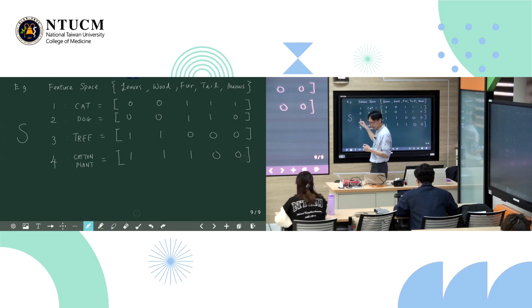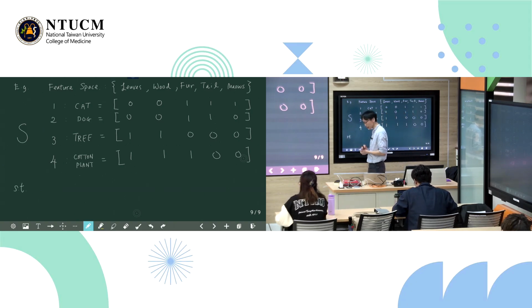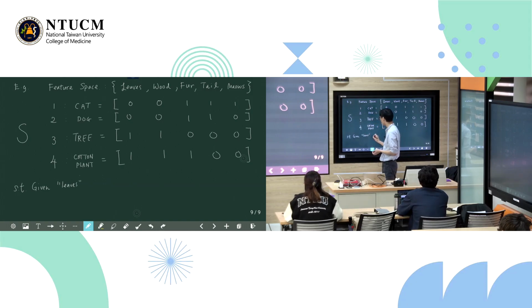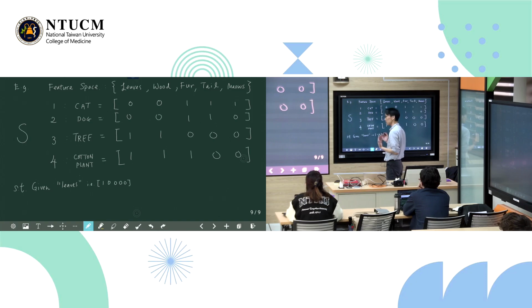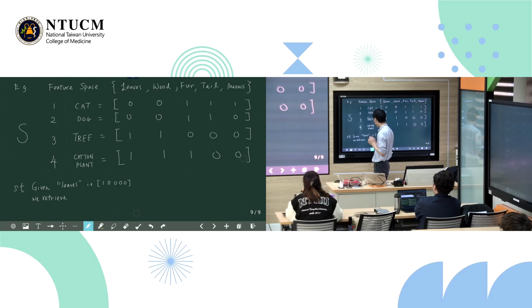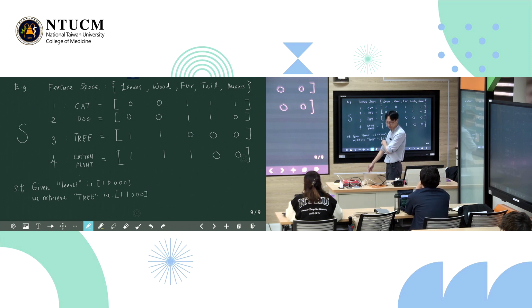So beyond just having this S, I'm also going to have it such that, given leaves, that is, this is leaves, I will get a tree, which is 1, 1, 0, 0, 0. And we call this the probe.